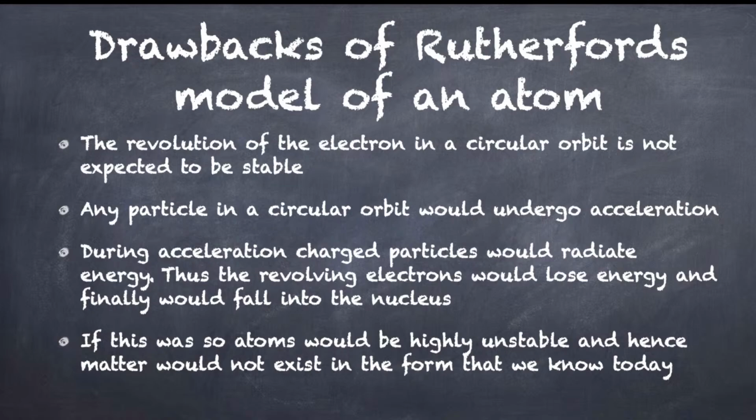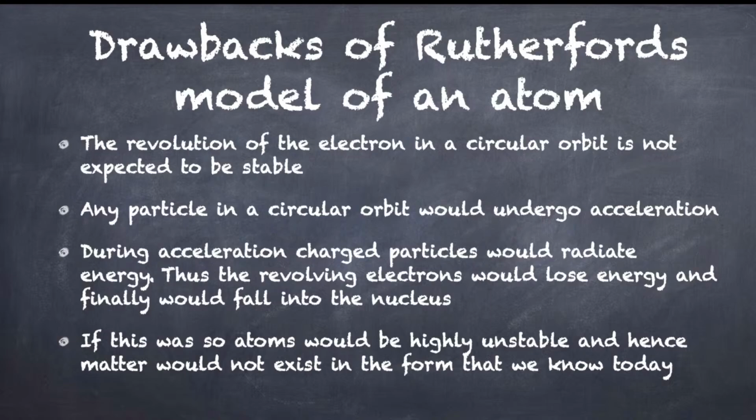Let's look at the drawbacks of Rutherford's model once again. He said that the atom had a positive center, and the positive charge particles present in the center were very, very small. Around the positive center, around the protons, the electrons were revolving. They revolved in a circular motion, going round and round. And finally, they became very tired, they lost energy, and they collapsed and fell inside the nucleus.